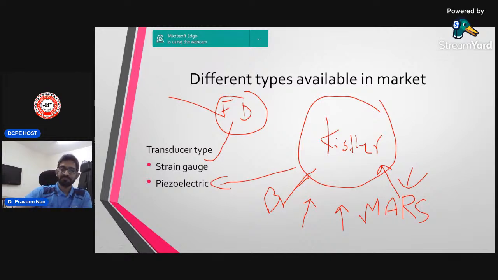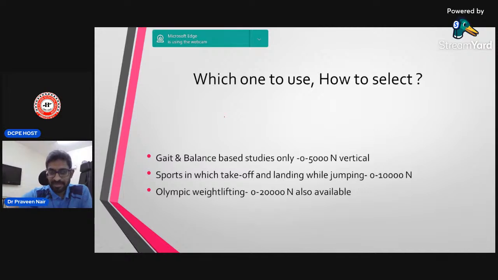Okay. Now, as I said, which one to use, how to select. So, if you are using for low impact studies, for example, gait and balance based studies, so up to 500 newtons vertical force is required. You can go up to 500 newtons vertical force. Whichever force plate provides you with this, you go for this, if your study is only gait and balance based.